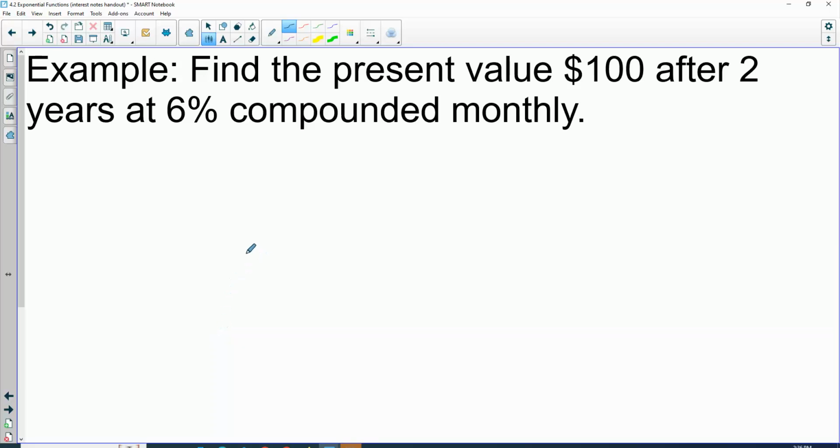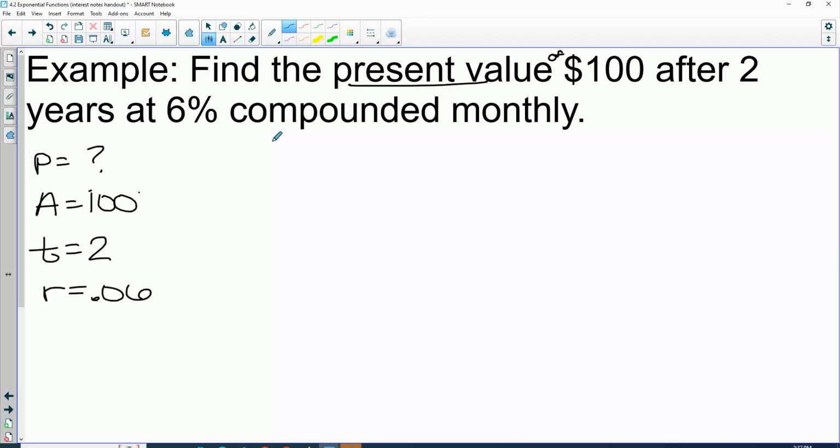Let's look at this one. Find the present value. What's present value? So find the present value. This should say of $100. So what's my 100? Okay. After 2 years, so T is 2, at 6%, so R is 0.06. Compounded monthly, so N is 12.